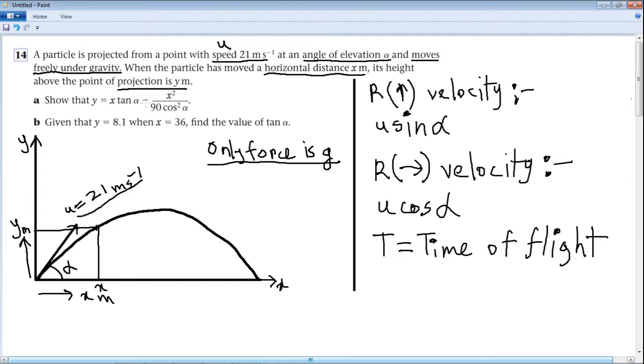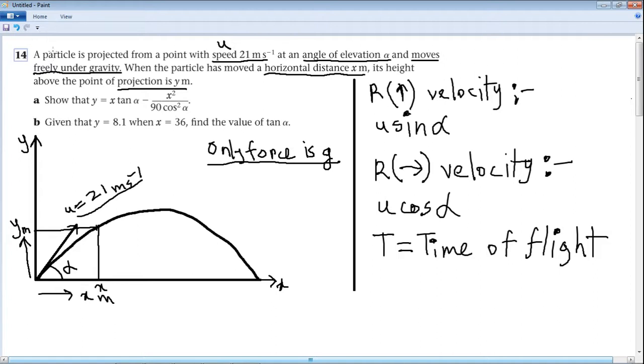In B it says, given that y is equals to 8.1 when x equals to 36, find the value of tan alpha. Well, we're gonna solve A in this video tutorial today. So B will be in the other part.